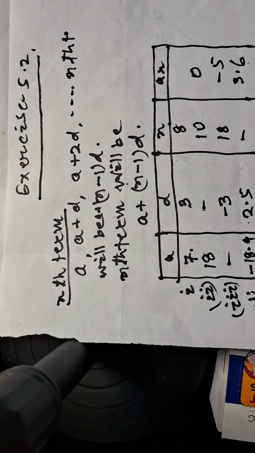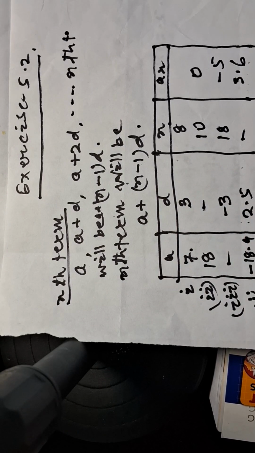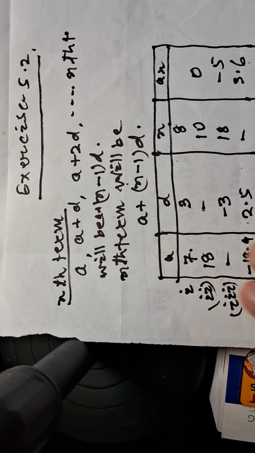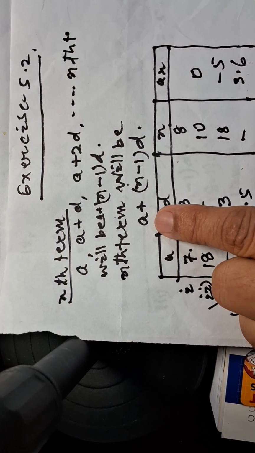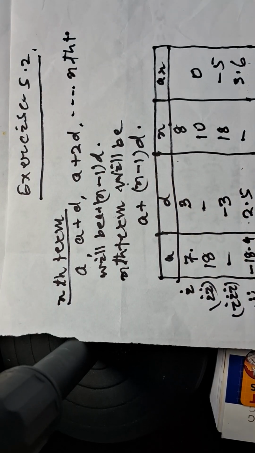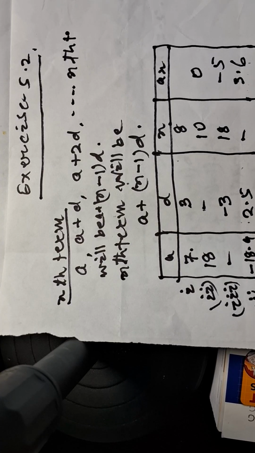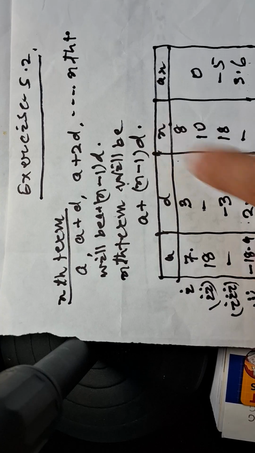So a, a plus d, a plus 2d, up to the nth term will be a plus n minus 1 into d. The nth term can be found as first term plus n minus 1 into d. Means if the fifth term is the nth term, then it will be 4, because n minus 1 into d.